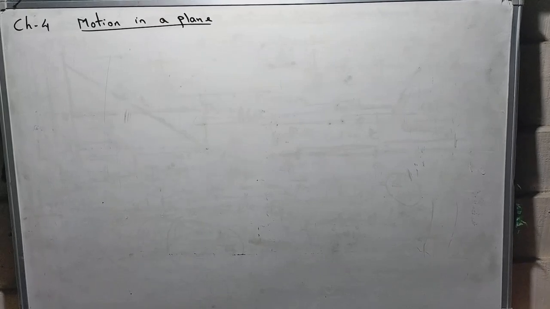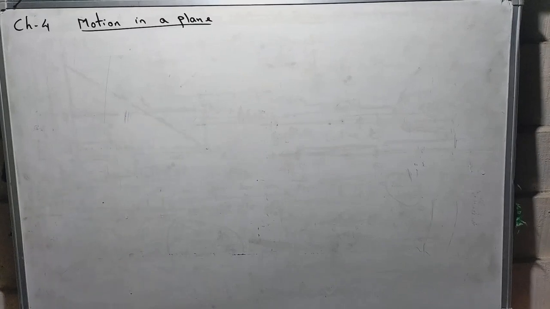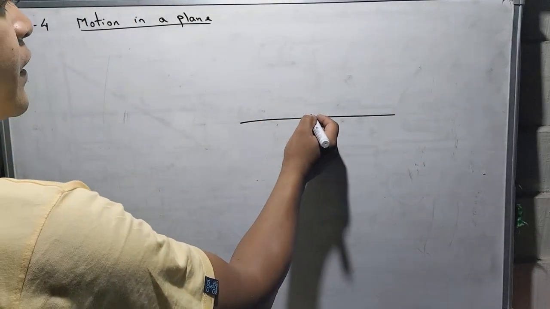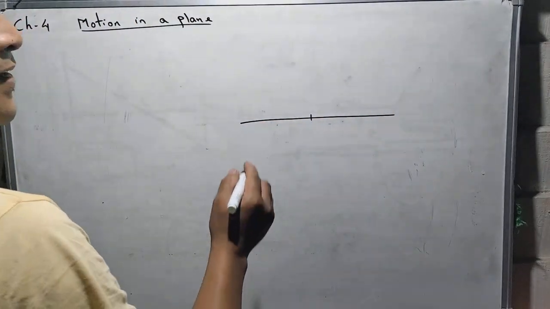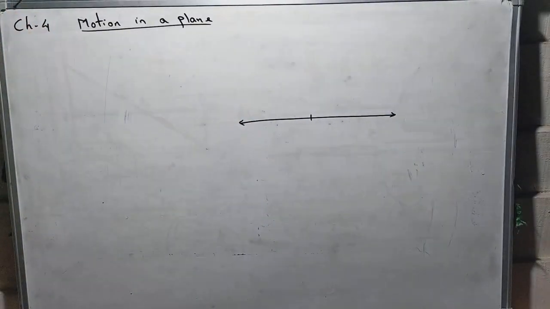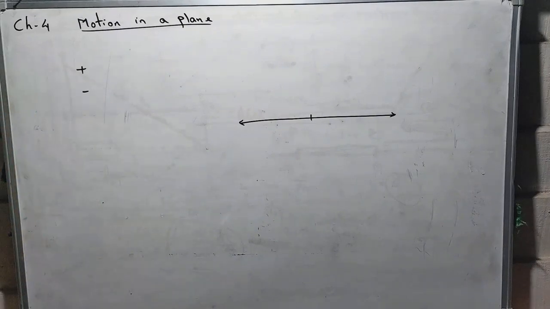Alright, this is chapter 4 and it is about motion in a plane. So you have seen in chapter 3 about the motions of an object in a straight line, or rectilinear motion. When a body moves along a straight line, let's say along the x-axis, there are only two possible directions for the body in this case. And the directions of the body are assigned by either plus or minus.